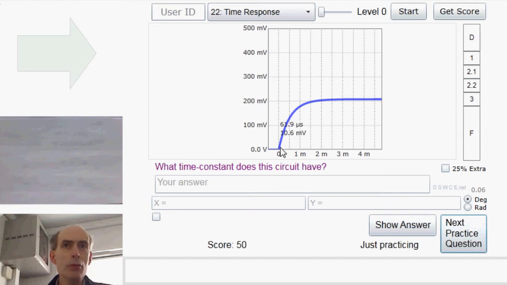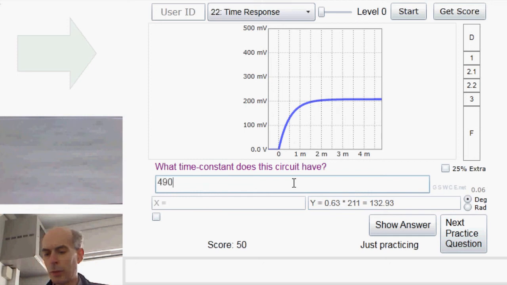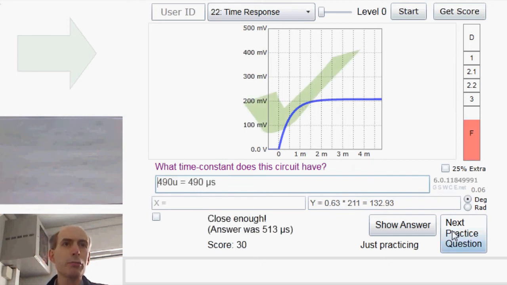Right, here we have to measure the time constants. Now the trick here is to remember the magic number 63%. In one time constant, a first order response like this should have got up 63% of its total height. So the total height here is 211 millivolts or so, 63% of that would be about 133 millivolts. So where is it 133 millivolts? Answer, about 490 microseconds. So 490 microseconds, close enough.